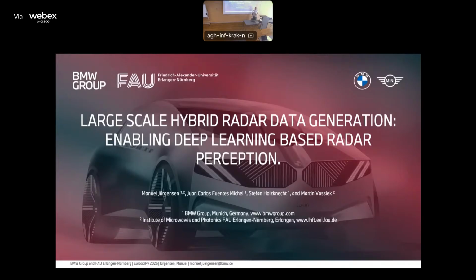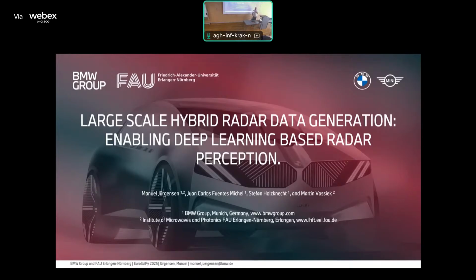Let's get started. So we continue our session, talk number 3. We go from environment to a little bit different topic, but it's about radar. Manuel Jorgensen will talk about his findings on large-scale hybrid radar data generation enabling deep learning-based radar perception. Okay, that's quite a title, but it will be very interesting. So, welcome to my talk.